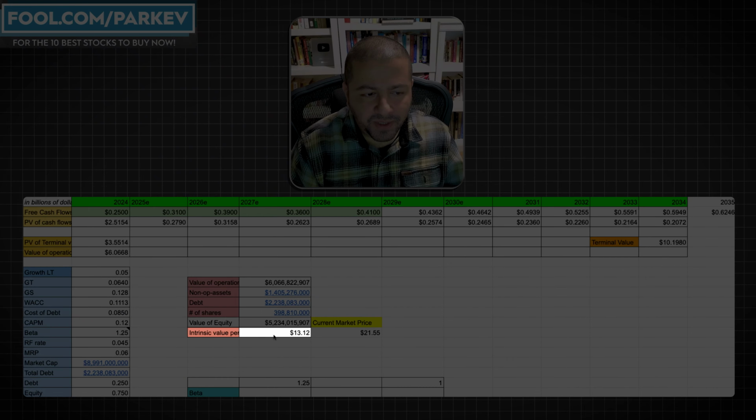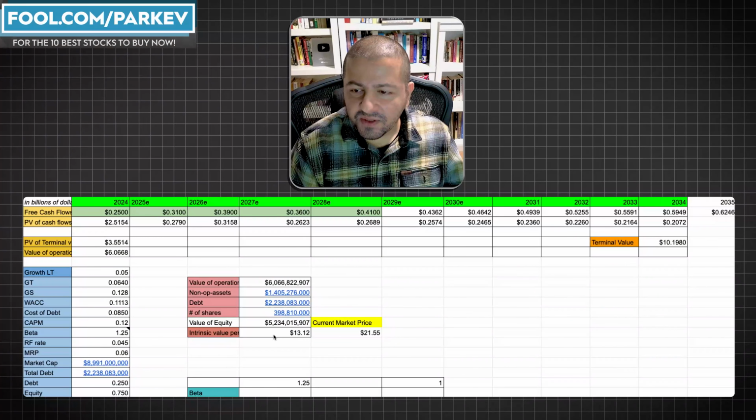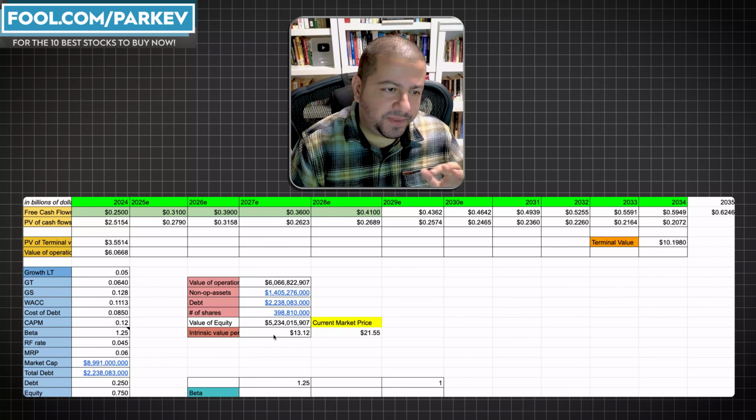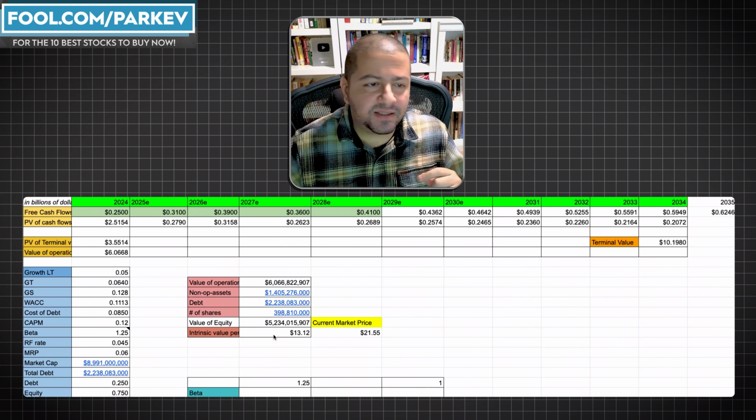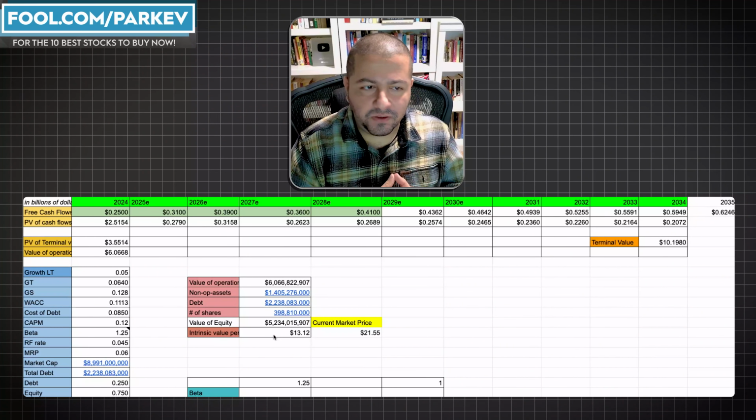The current market price is $21.55. So this discounted cash flow valuation model would suggest that Unity Software stock is overvalued. But remember, I used several estimates and assumptions to come to this conclusion. Also remember that just because I come up with an intrinsic value per share doesn't mean that the stock price is going to go to that value.